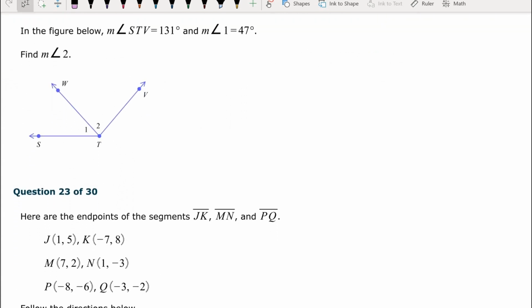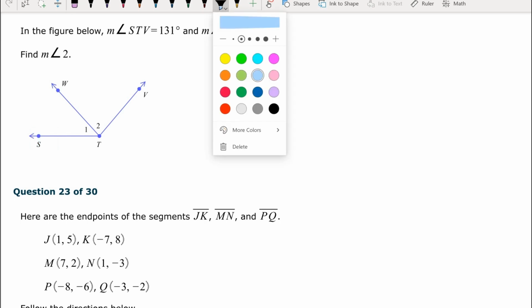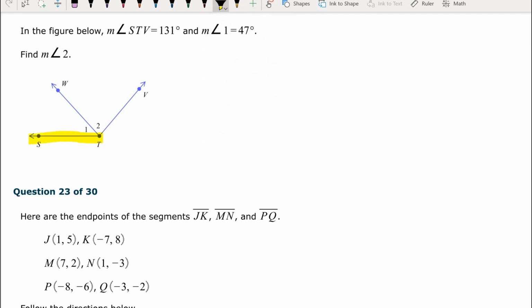22. In the figure below, find the measure of angle STV. Okay, so S, I need to make this smaller. S, go to T, go to V. Angle STV, that is the big angle, is 131 degrees. And angle 1 is 47. What is the measure of angle 2?